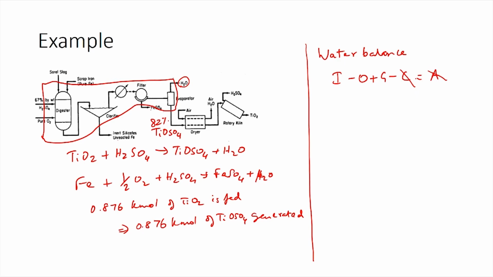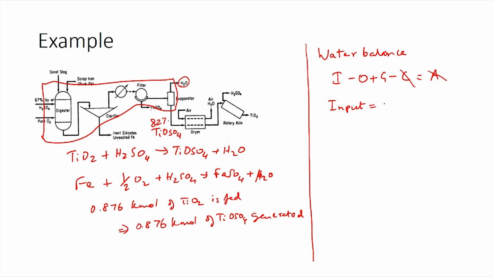So, we need to calculate the output through the water vapor stream. This output has two streams, one is your TiOSO4 slurry stream and the other is your H2O stream, which is the water vapor. Input water needs to be calculated first. Input is from the H2SO4 stream.